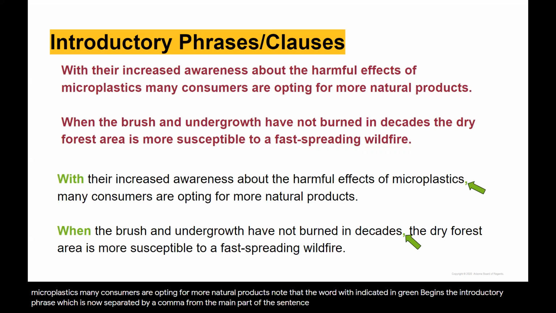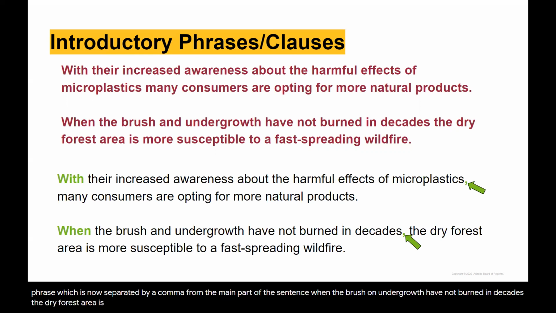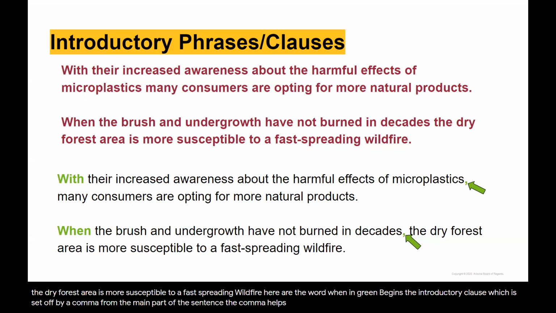Let's look at the second example. When the brush and undergrowth have not burned in decades, the dry forest area is more susceptible to a fast-spreading wildfire. Here, the word when, in green, begins the introductory clause, which is set off by a comma from the main part of the sentence. The comma helps break the sentence into manageable segments and makes the sentence more readable.